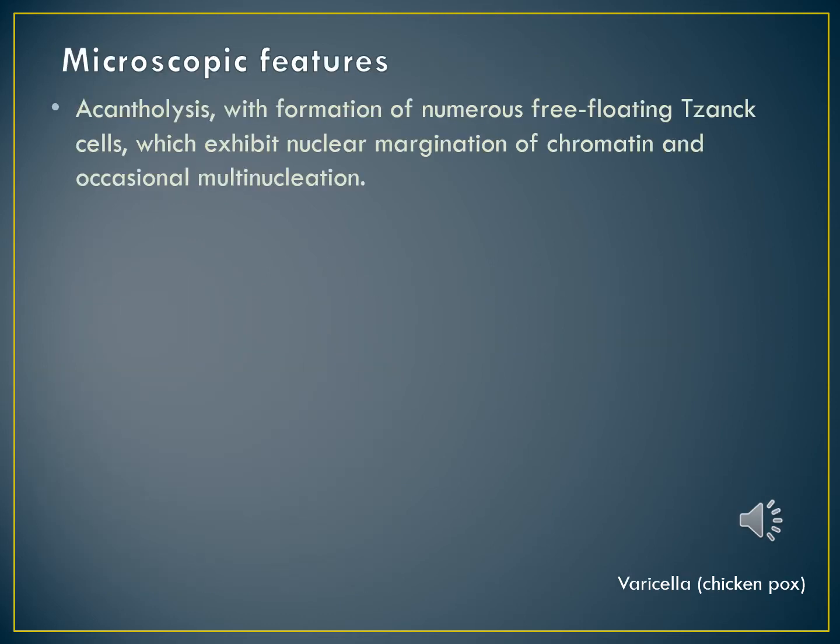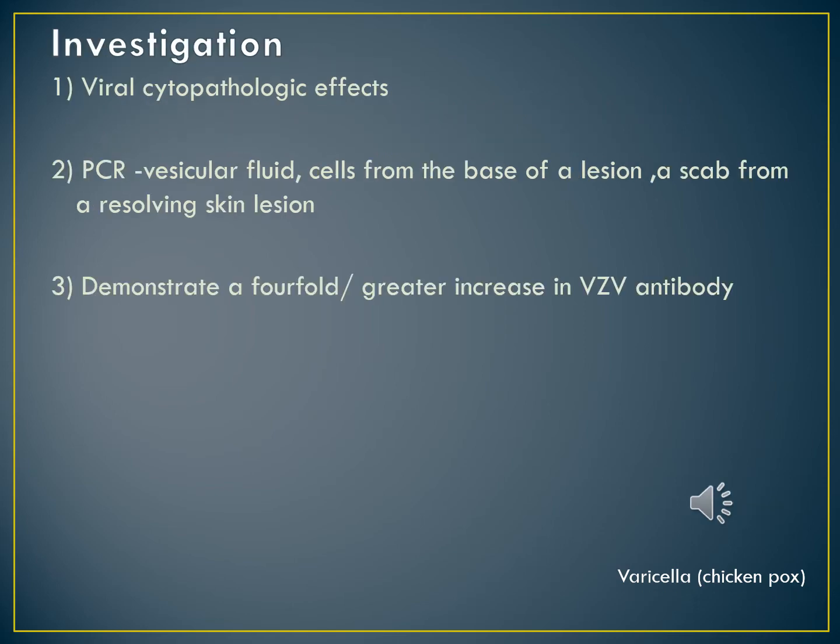The microscopic features of varicella are acantholysis with formation of numerous free-floating Tzanck cells, which exhibit nuclear margination of chromatin and occasional multinucleation. The investigation for varicella includes viral cytopathologic effects present within epithelial cells harvested from vesicular fluid, and we can perform PCR on vesicular fluid cells from the base of a lesion or a scab from a resolving skin lesion. We can also demonstrate a fourfold or greater increase in varicella zoster viral antibody titers between acute and convalescent serum samples. However, this is not preferable in vaccinated persons.